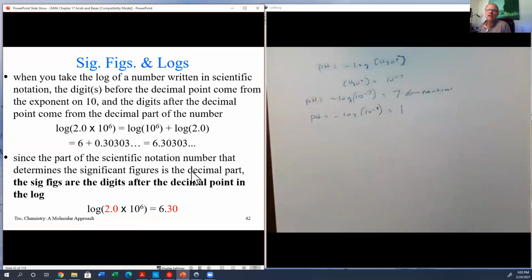Significant figures and logs are kind of a pain in the butt. I'm not going to worry about it too much. You can just follow the same significant figures rules that you've been following, but know that they are a little different for logs. I'm not going to count you off for that. You can read about it in the book if you're interested, but I'm not really going to spend a lot of time on it.